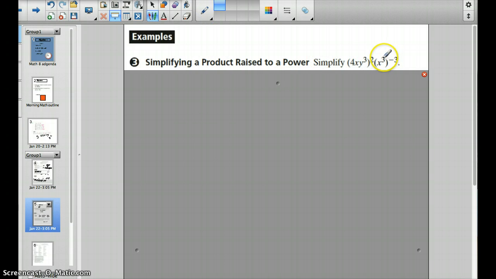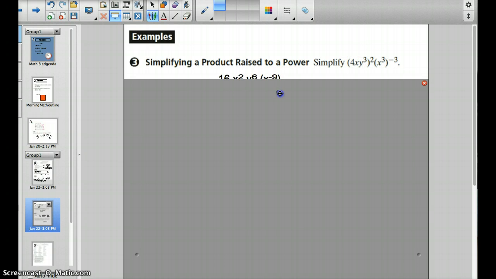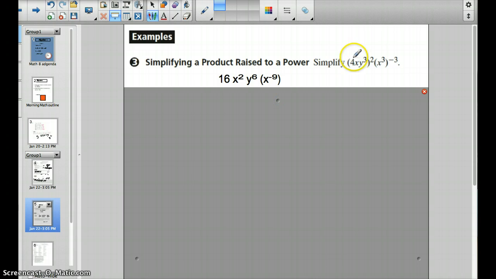As well as this x to the third is taken to the negative 3 power. So our first step will be to distribute this squared to each piece of what is inside the parenthesis. And so we get 4 squared, which is 16, x squared, and then y to the third squared is actually y to the sixth. We then have to take the x to the third to the negative 3 power, and if we use our rule and multiply, we get x to the negative 9.